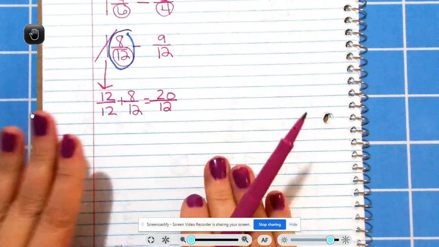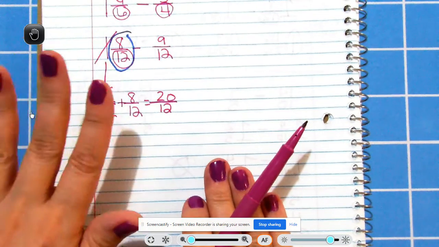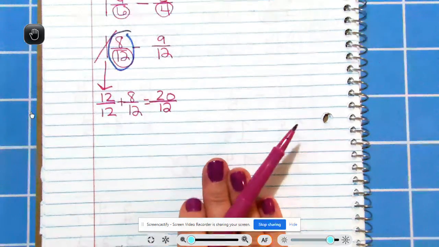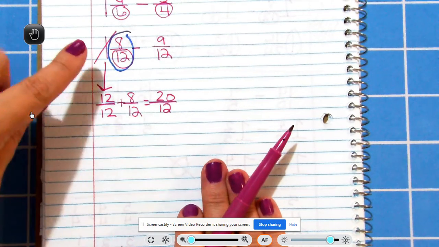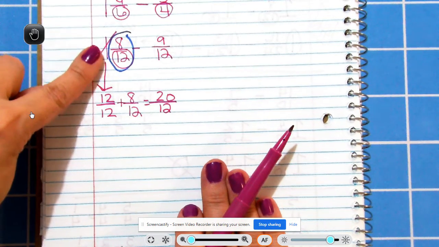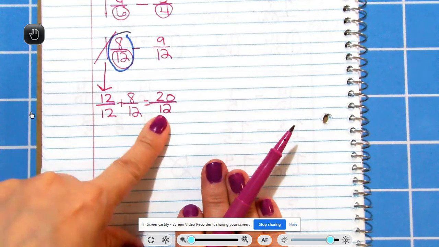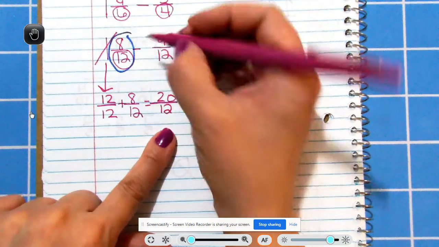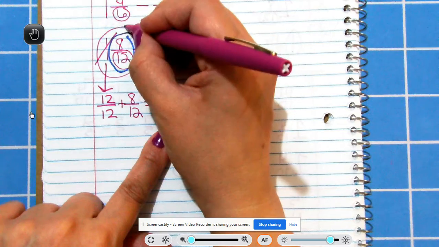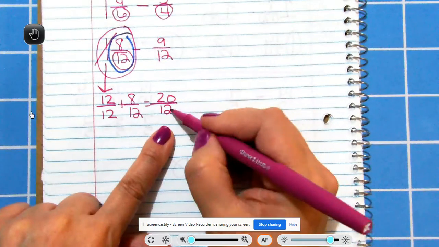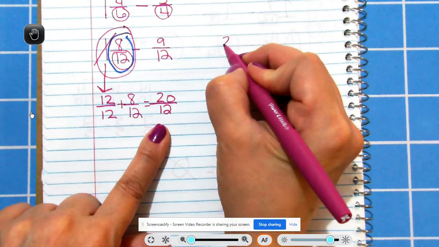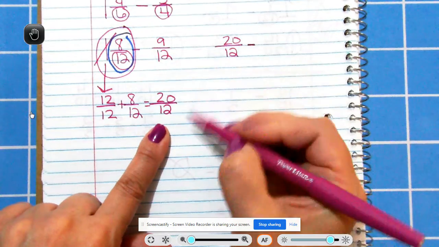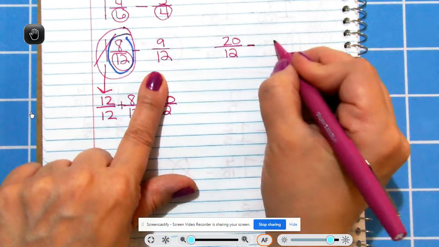So the first 3 problems we did, we were changing an improper fraction to a mixed number. In this example, we had to go from a mixed number back to the improper fraction so that we could do the subtraction. So now, instead of using 1 and 8 twelfths, I'm going to use the equivalent improper fraction, 20 twelfths. And I'm going to subtract this 9 twelfths.